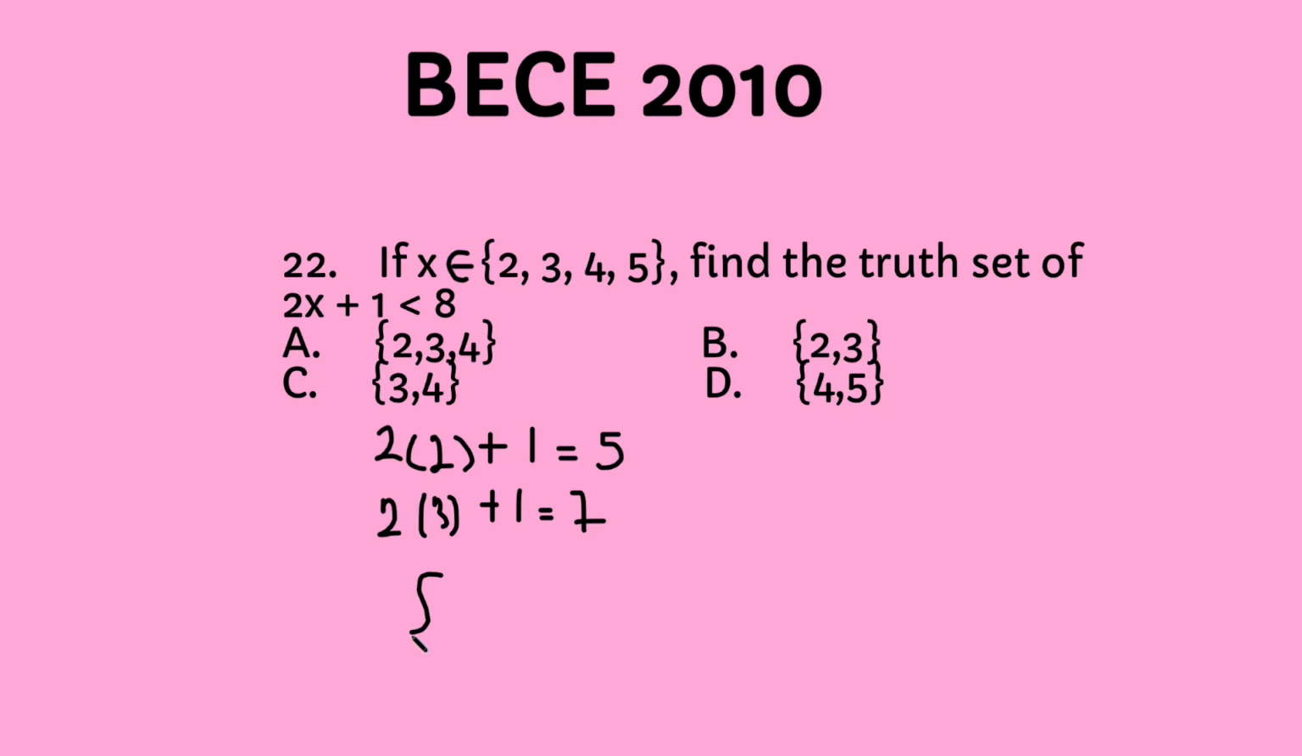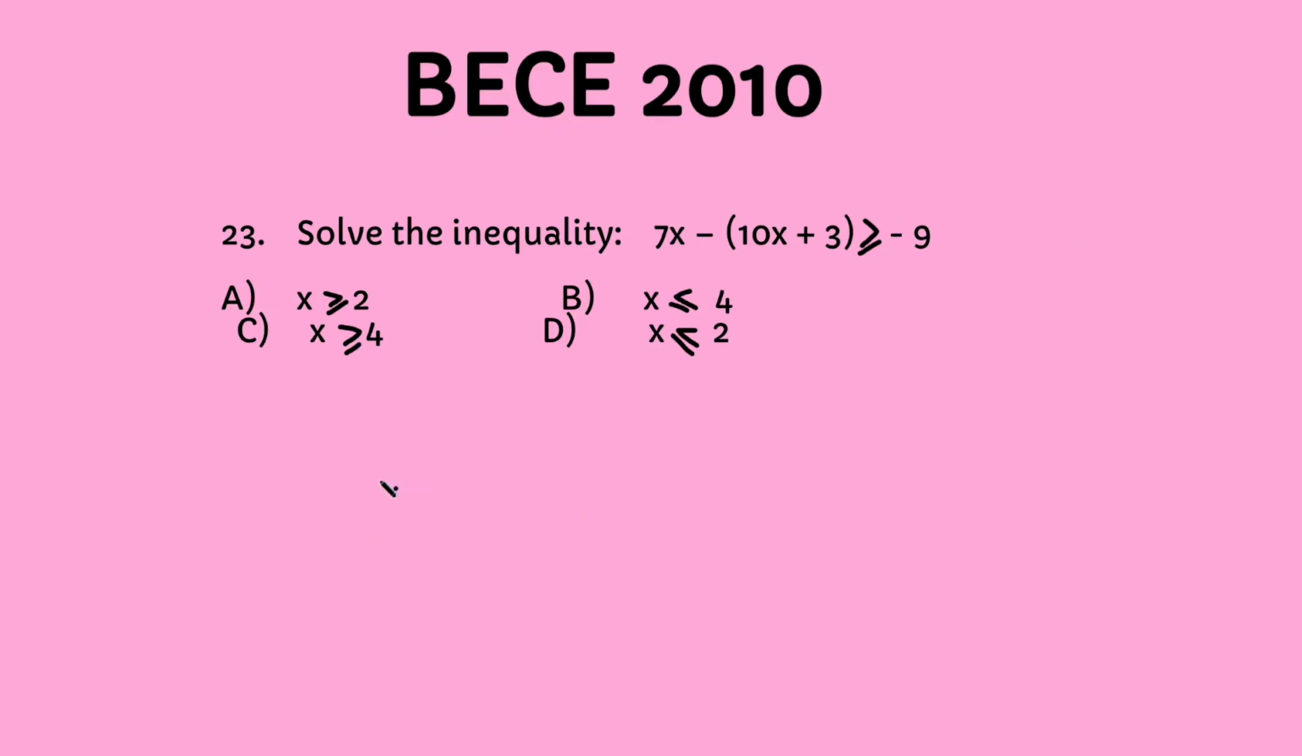But beyond 7, all other values will be either equal to 8 or greater than 8. That means we don't even need to try 4, because obviously the answer 4 would give us would be more than 8 and it would not hold true for this expression. Hence, it will not find itself in our truth set. So the answer for our truth set will be 2 and 3, which is B.